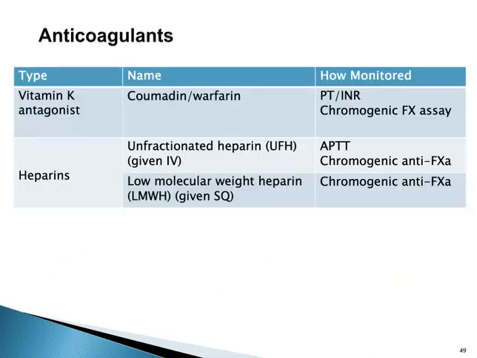And so our common anticoagulants are here. We have vitamin K antagonists, which are Coumadin or warfarin. We can use the PT and the INR. In cases where there is a factor deficiency or a circulating lupus anticoagulant, you may use the chromogenic factor 10 assay. For heparins, we have unfractionated, and that's given intravenously or by injection. And we use the APTT or the chromogenic anti-factor 10A assay, and low molecular weight heparin is given subcutaneously, and it can be monitored using the chromogenic anti-factor 10A.